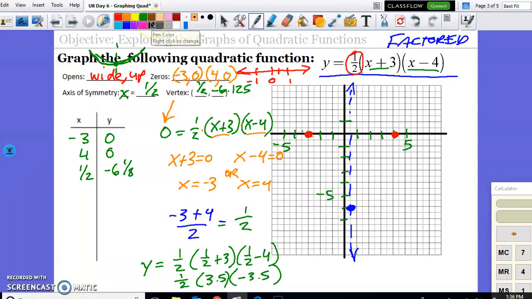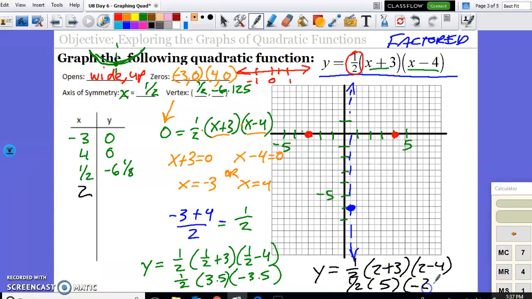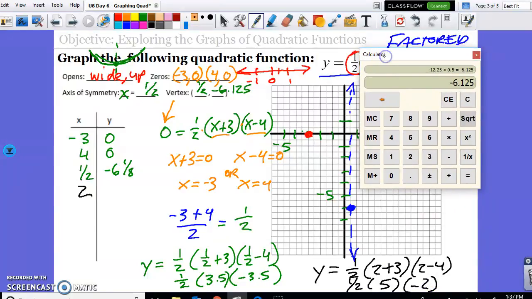Now I need one more dot to make this parabola complete, so that means that I want to plug in another point for x to make this U shape really a U. So I'm going to pick a number that's in between my two red dots here to plug in, and I'm going to pick the number 2. If I put 2 in for x, I get y equals 1/2, and I have 2 plus 3, and then 2 minus 4. 1/2 times, what's 2 plus 3? What's 2 minus 4? And you could always use a calculator to help you out here, just in case.